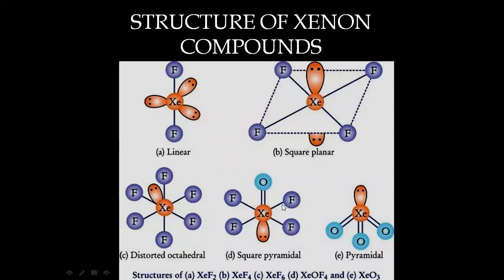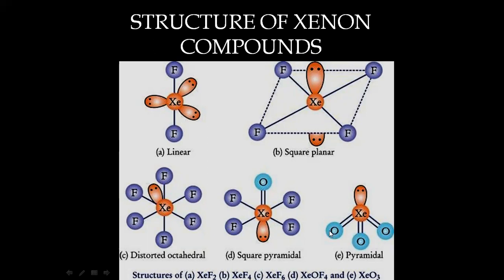Then we have XeOF4, the oxyfluoride of xenon. It has an octahedral geometry, no doubt, but one of the positions is a lone pair. As a result, the 4 fluorines form a square, and connecting with oxygen gives you a pyramid. That is what we call square pyramidal. And finally, XeO3 has a tetrahedral geometry, but one of the positions is a lone pair. As a result, the shape it takes is pyramidal. When you connect the 3 oxygens, what you get is a pyramid. So that is how we can understand the geometry and shapes of various xenon compounds.